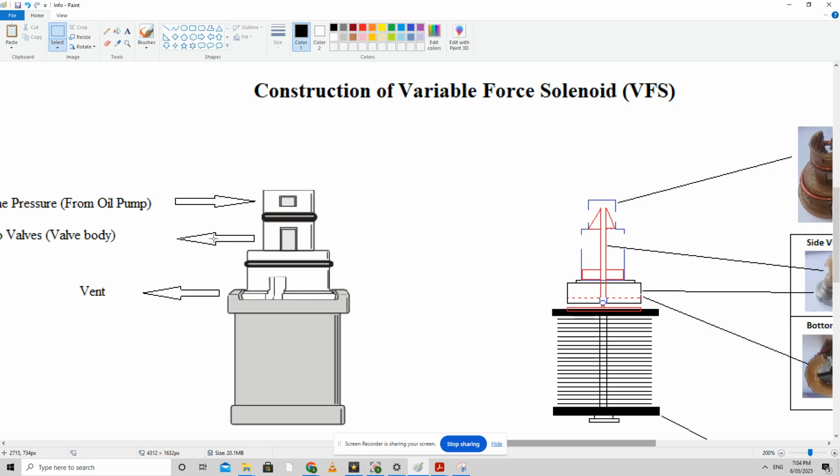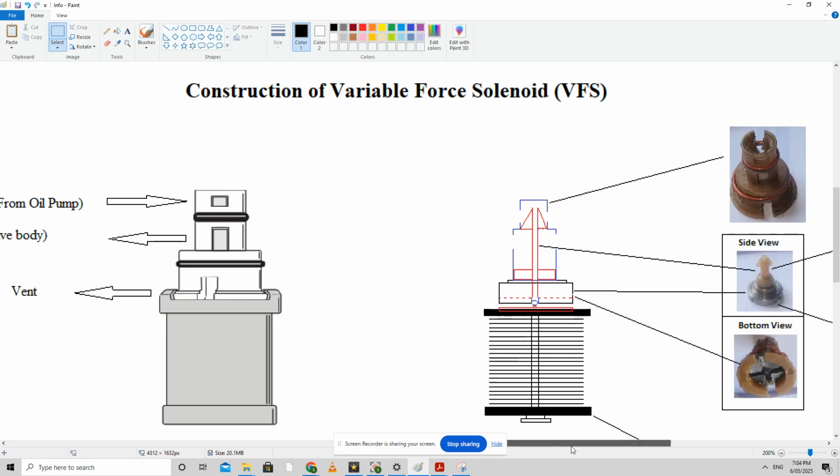This pressure is controlling the pressure regulator valves and the TCC control valves. So yeah, these two are inversely proportional.